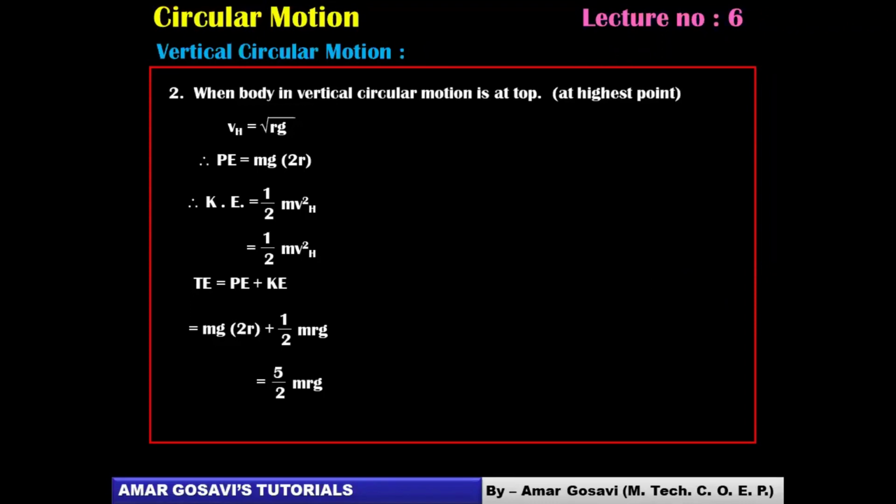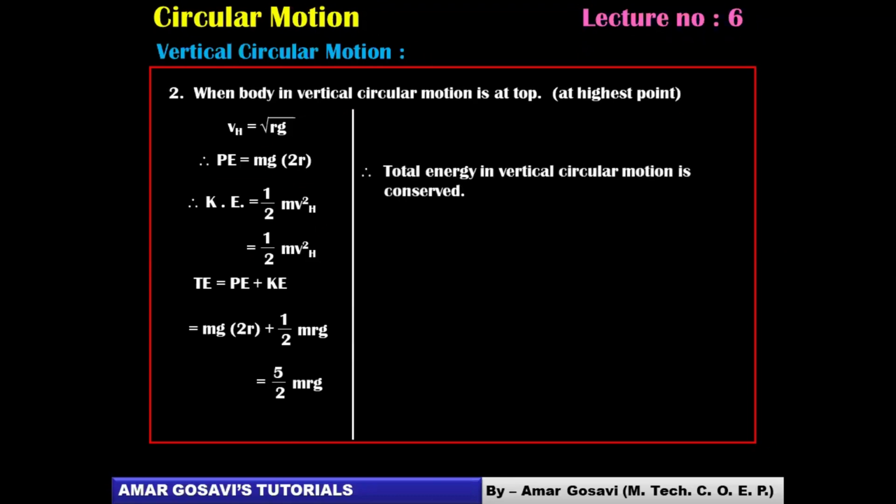Let's work out some midway position. So what are these two points suggesting to us? Whether it be the lowest position or the highest position, the total energy has to remain constant in vertical circular motion. So that gives us a proof of the law of conservation of energy in vertical circular motion, friends.